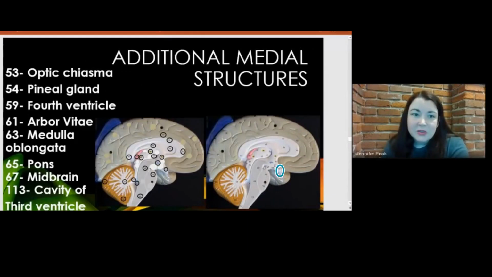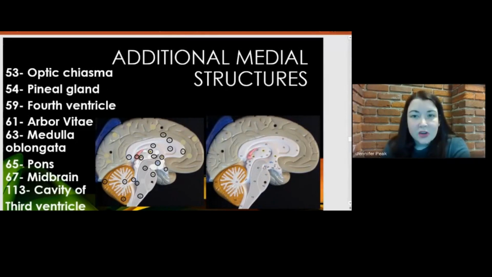Continuing with these medial structures, you have the optic chiasma. The optic chiasma is where the left and the right optic nerve will crisscross. Your pineal gland is behind the thalamic structures. You'll notice in the area that is pink, the pineal gland is going to be the very bottom of this structure. It's located at number 54 on the model.